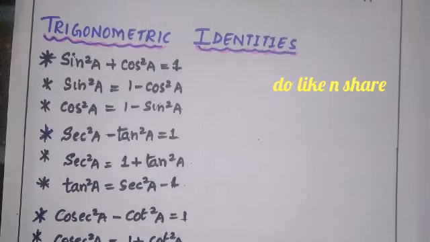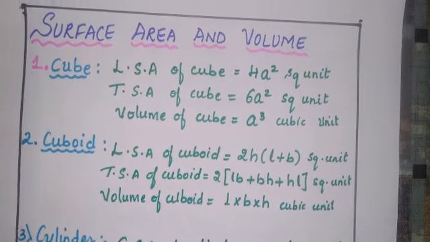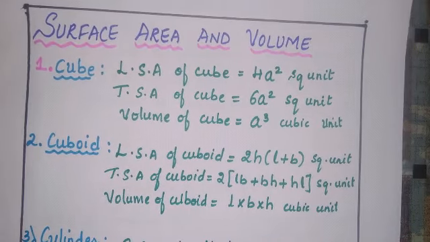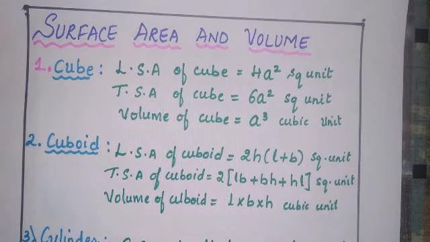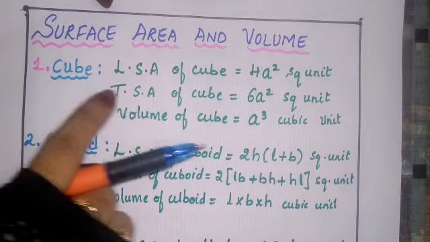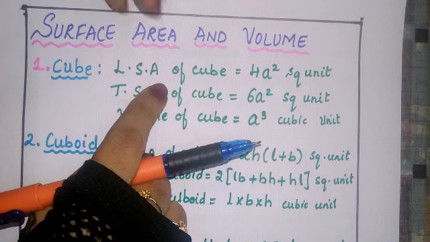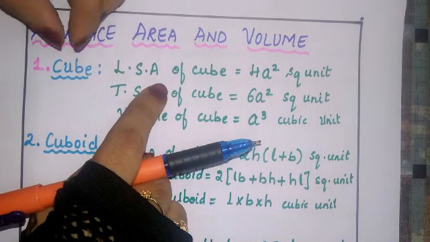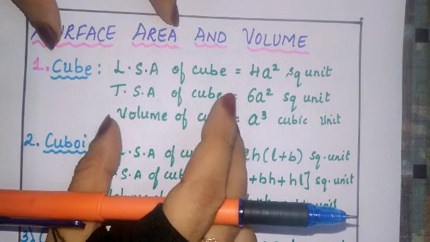Now let us see the last chapter, which is completely based on formulas, that is surface area and volume. Here you are going to learn many solid figures, and based on those solid figures you are going to solve many problems. So the first solid is the cube. You have seen a cube, such as a Rubik's cube.